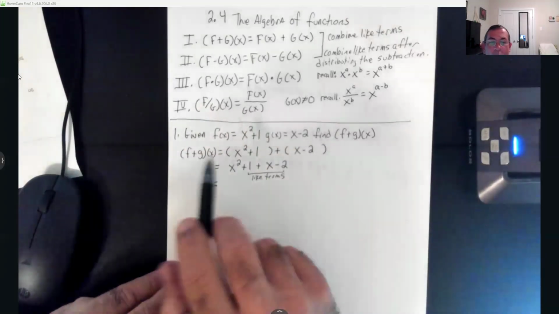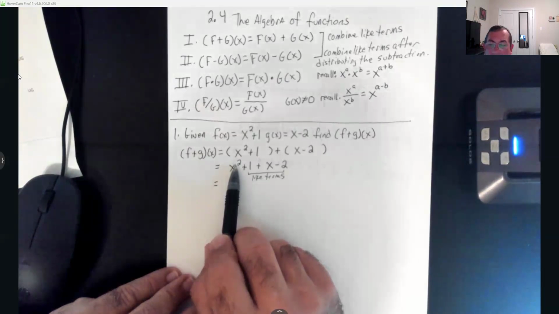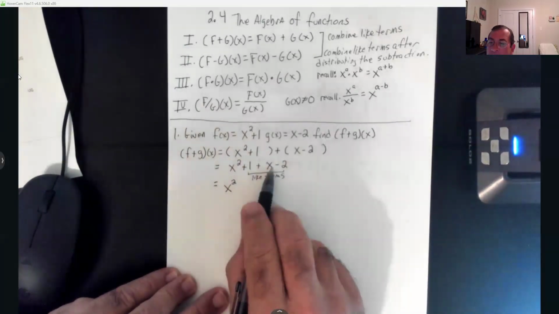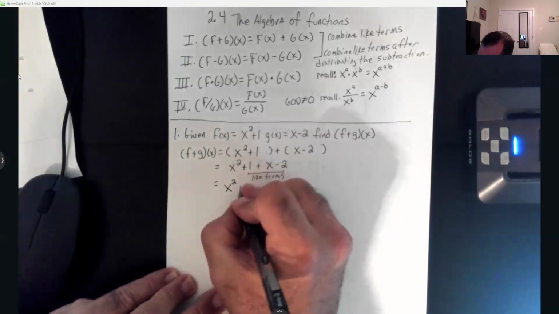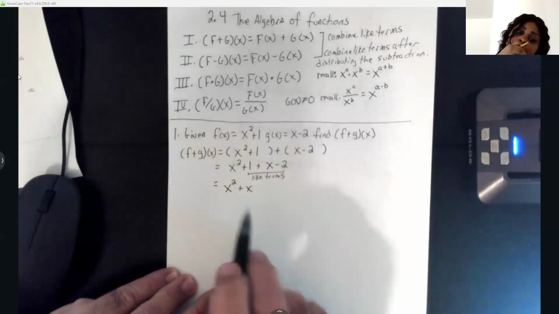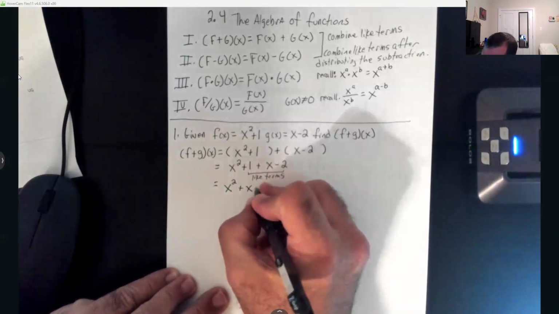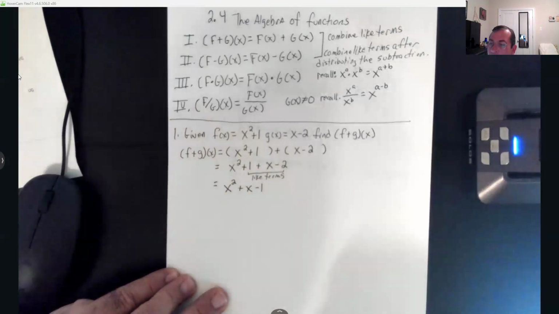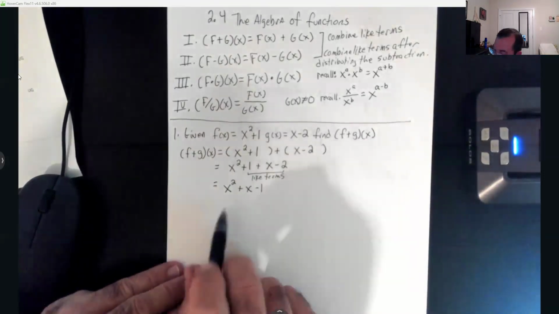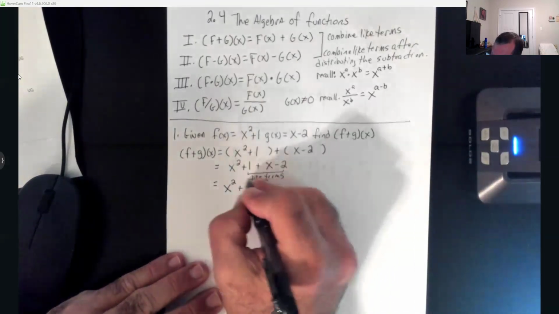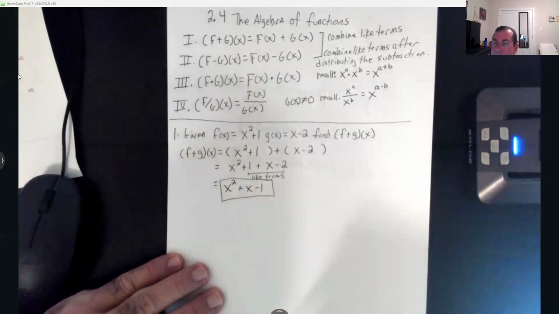So I'm just going to put mine in order. The highest exponent would be my x squared. Then I would bring down my x. And then we got 1 minus 2, which is a negative 1. So now I have no more like terms. I cannot go any further, and that's what MATLAB wants right there. Okay?